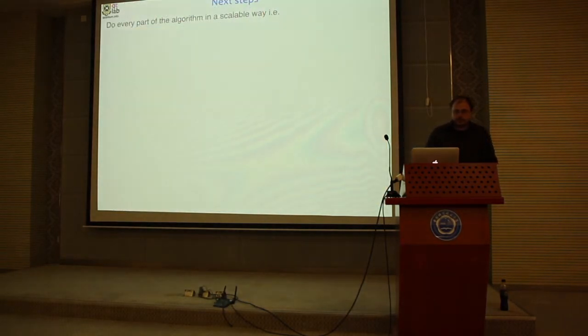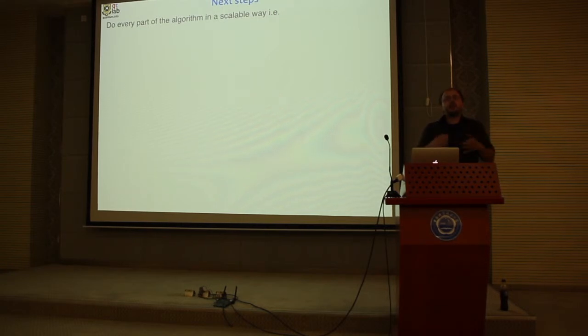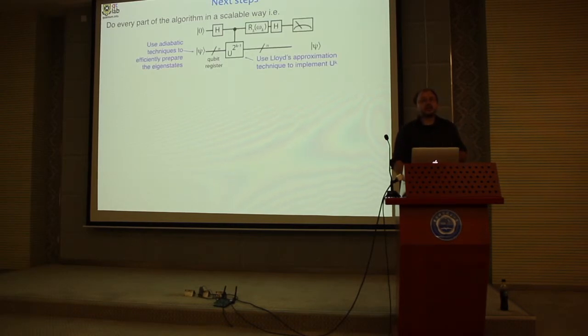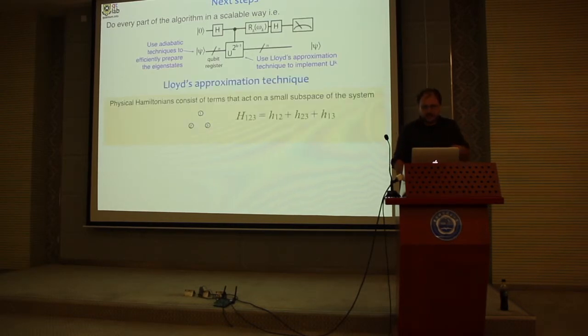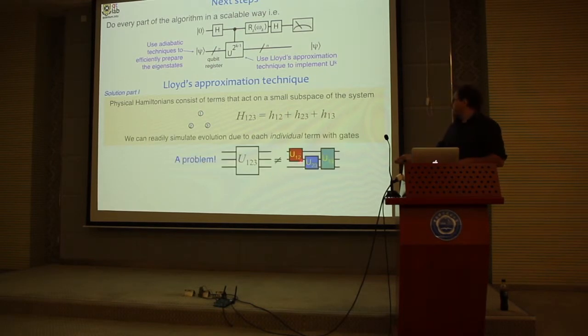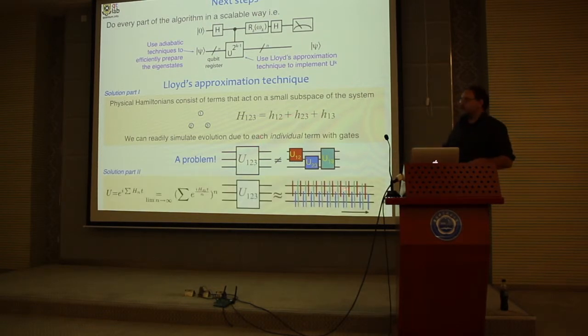So, quantum chemistry. They were two important early experiments. What about scaling? Well, you have to do every part of the algorithm in a scalable way. There's a recipe known how to do that. You take Seth Lloyd's technique. If you have a Hamiltonian with three components, say H13, H23, and H12, you can't just turn that into a unitary like that, because that is not the same as taking each term and turning it into a unitary. But you can slice and dice it into small terms. And if you do that small enough, you'll get to arbitrarily good precision.